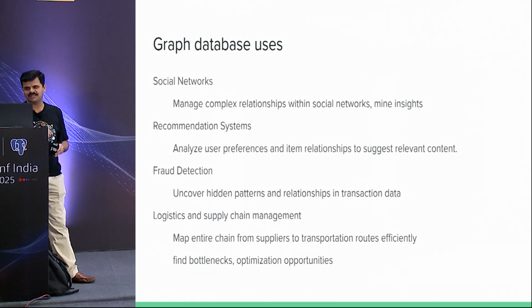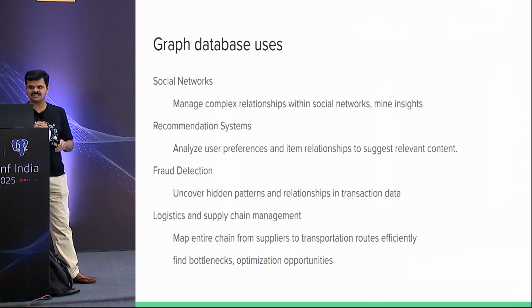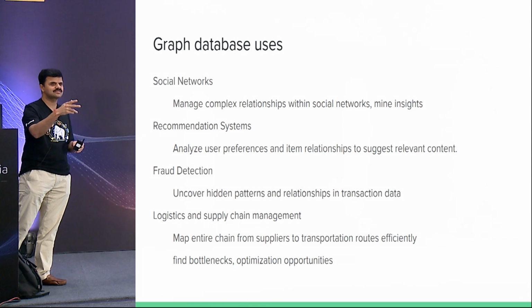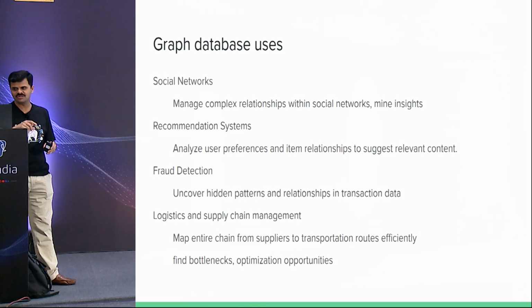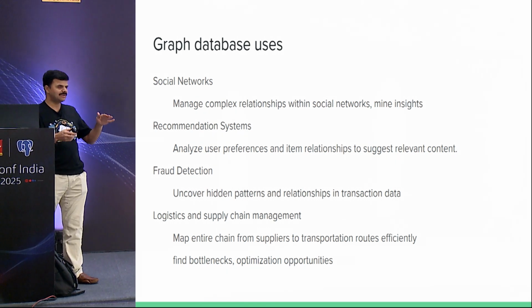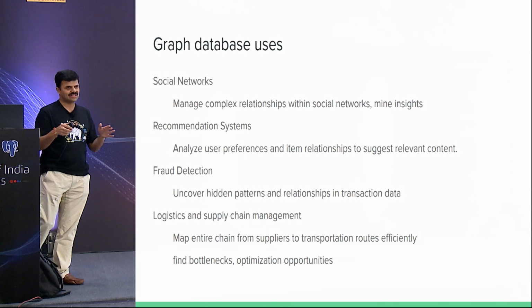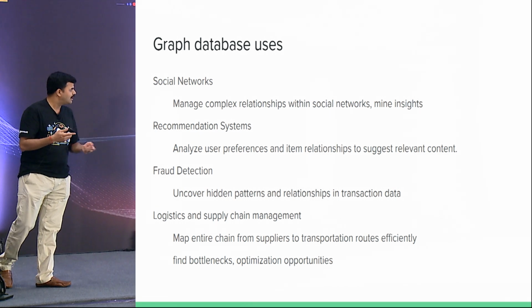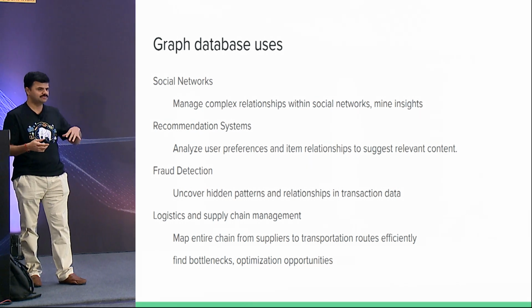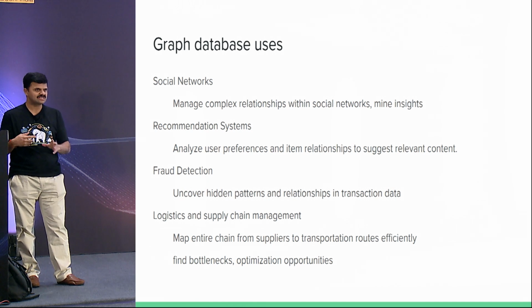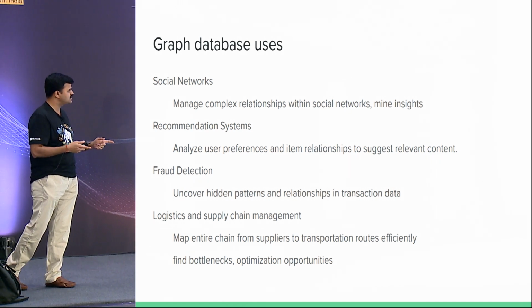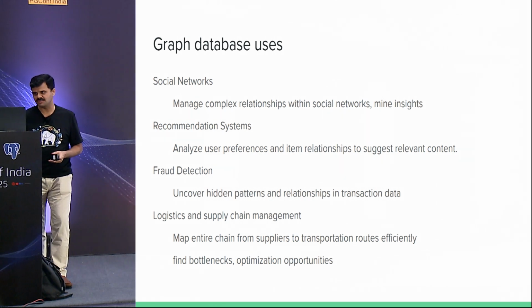Logistic supply chain management is another example, which models products instead of users as the nodes, and then the demand and supply chain channels are modeled as edges, again to find out how the demand is being supplied, what are the bottlenecks in this supply demand chain, and then optimize those things.